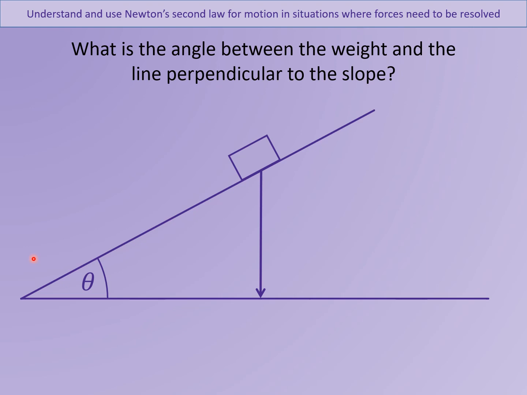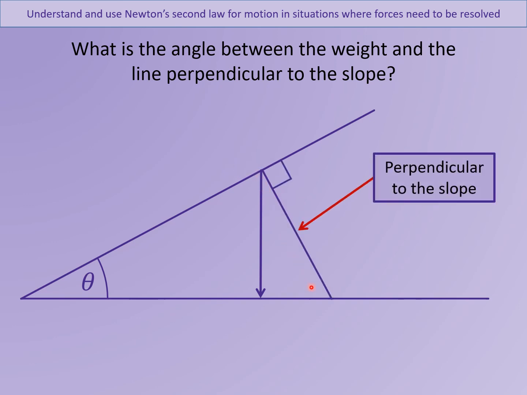Okay, let's see how you were with your geometry then. So the first thing I'm going to do is just draw the line they're talking about. So we're talking about this line just here, the perpendicular line to the slope. So that's what I'm looking for, because if I can figure that out, I can figure out the angle I want.